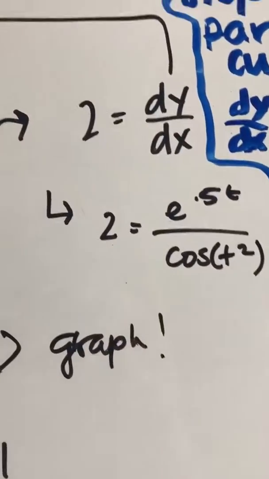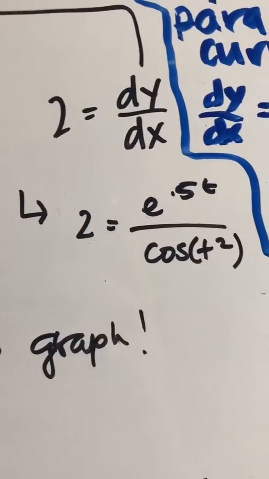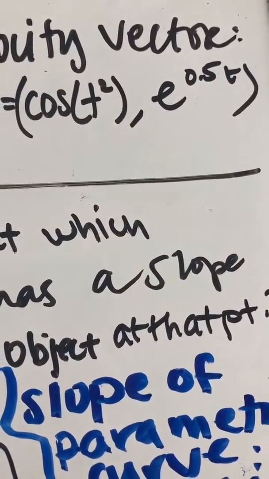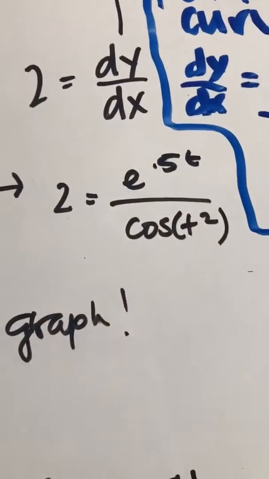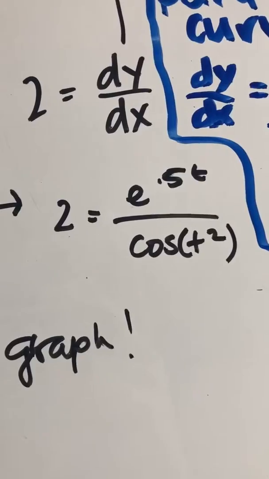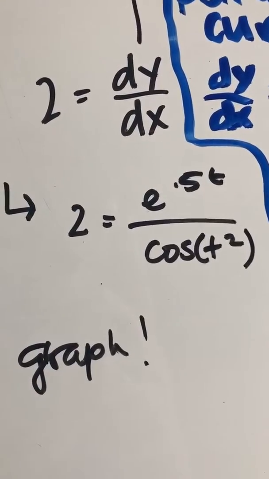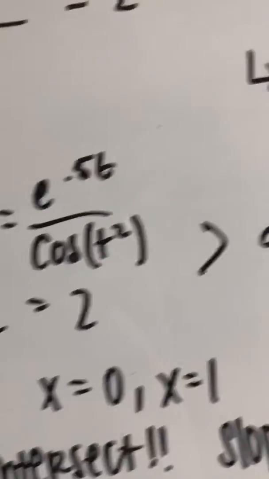So what you're going to do is take your 2 and set it equal to your dy over dx. So your dy was e to the 0.5t, and then your dx was cosine t squared. So you're going to just plug that right in. So 2 equals e to the 0.5t over cosine t squared. And you're going to take this and plug it into your calculator.